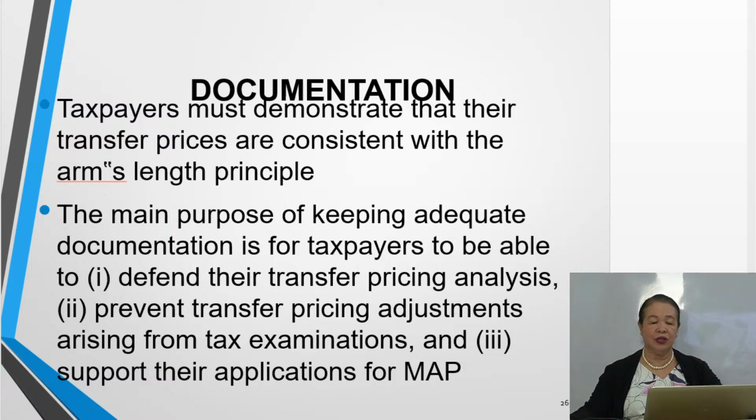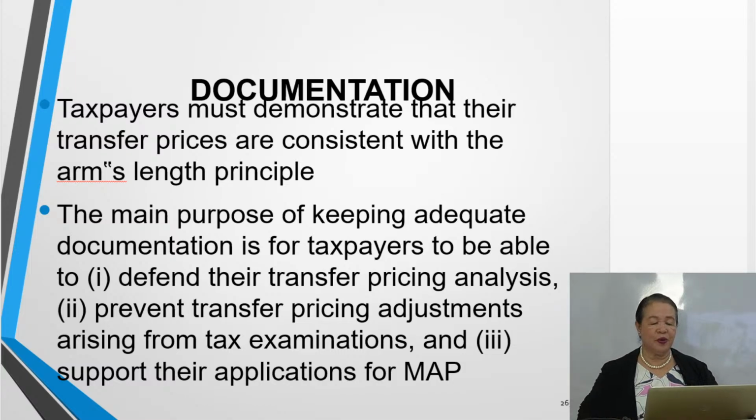Documentation. Now let's go to the documentation. Ano ba yung mga nire-require na documentation? So tayo dito sa Pilipinas, meron tayong bago na Revenue Regulations 19-2020 requiring those companies with related party transactions to attach BIR Form 1709, which is the transfer pricing documentation, when we file the annual income tax return of companies, no? So yun yung latest dito sa documentation. Documentation, the taxpayer must demonstrate that their transfer prices are consistent with the arm's length principle. Yun ang laman ng documentation mo, no?